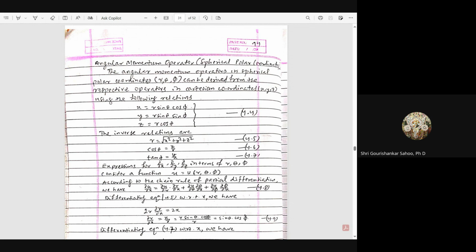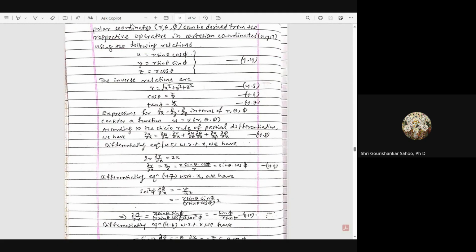Del U by del x can be written as del U by del r multiplied by del r by del x, plus del U by del theta times del theta by del x, plus del U by del phi times del phi by del x, by the chain rule. So 2r del r by del x is equal to 2x, and del r by del x is equal to sin theta cos phi. Now differentiate tan phi with respect to x, and you will have sec square phi into del phi by del x is equal to minus y by x square, which is equal to minus r sin theta sin phi by r square sin square theta cos square phi, and del phi by del x is equal to minus sin phi by r sin theta.